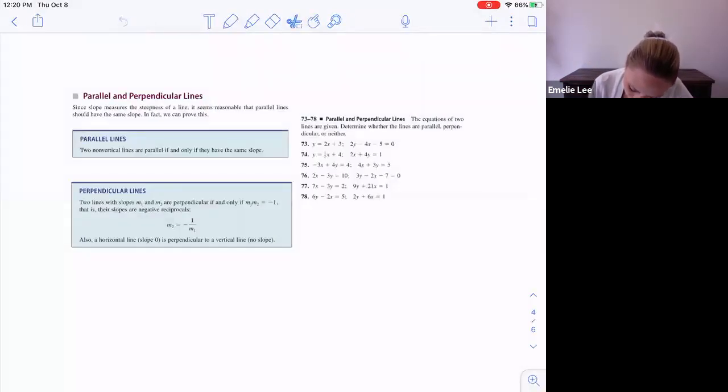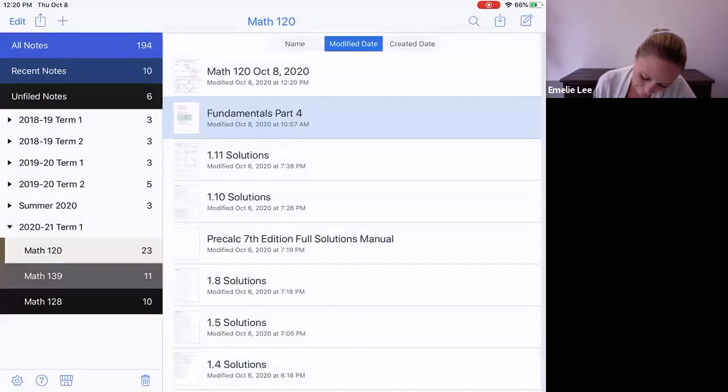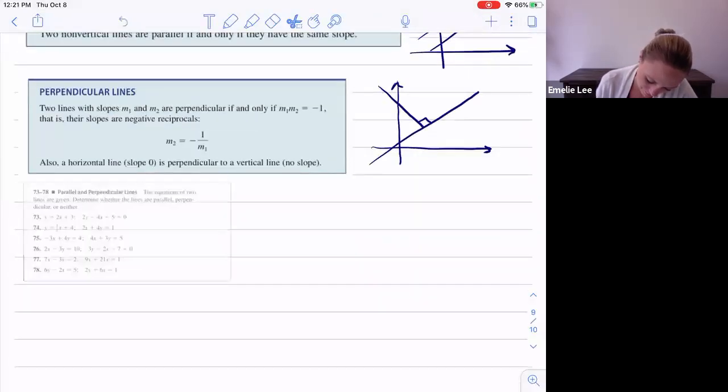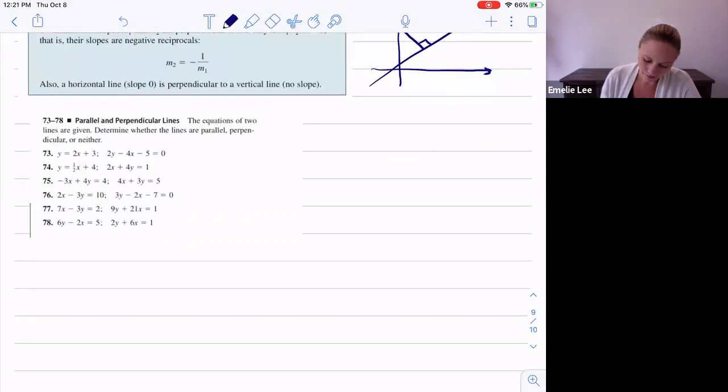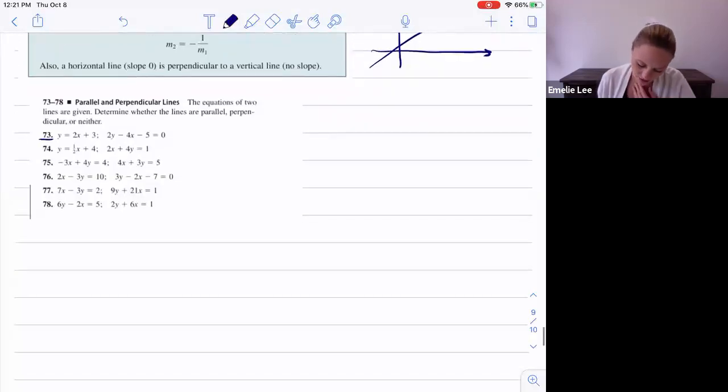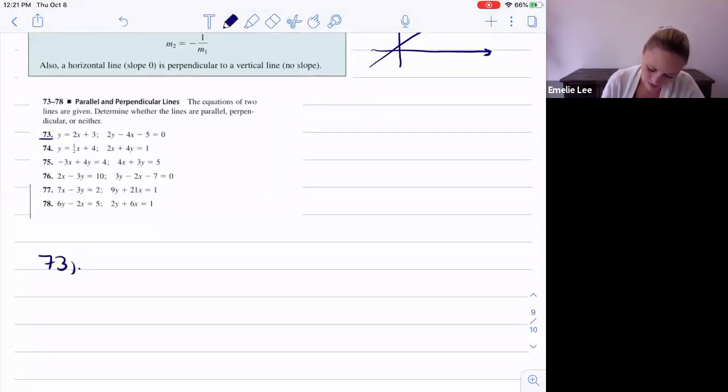So let's do some of these problems. Let's do 73. Okay. So 73 says, okay, the equations of two lines are given. Determine whether the lines are parallel, perpendicular, or neither. So there will be scenarios where they're neither, and of course that just means that you've got maybe something like this or like this, right? And so more common is that they're not perpendicular or parallel.